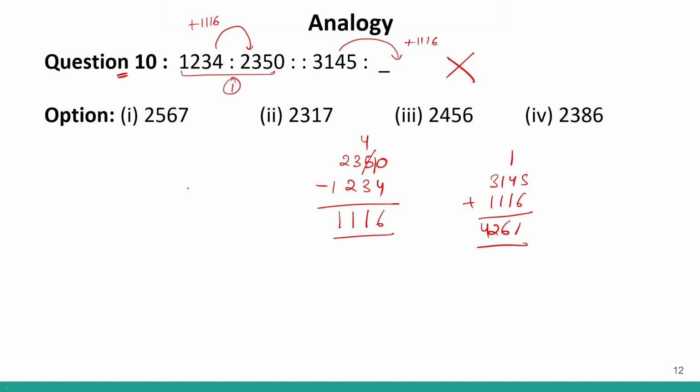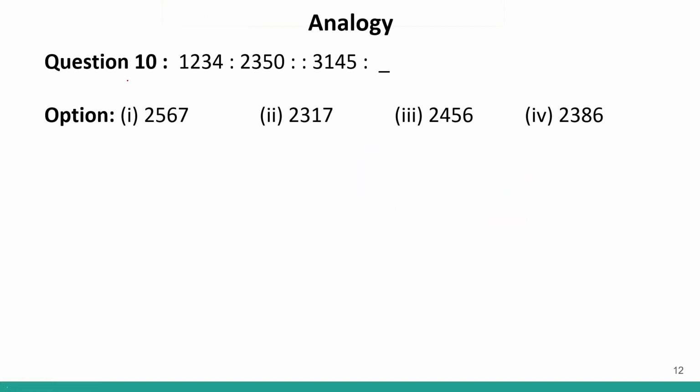So now let us go to sum of digits. Let us find out with the help of sum of digits. So 1 plus 2 plus 3 plus 4 will give me how much? 1 plus 2, 3, 3 plus 3, 6, 6 plus 4, 10. 2 plus 3 plus 5 plus 0. So 2 plus 3, 5, 5 plus 5, 10, 10 plus 0, 10. So basically the sum is same. Right? The sum is same.